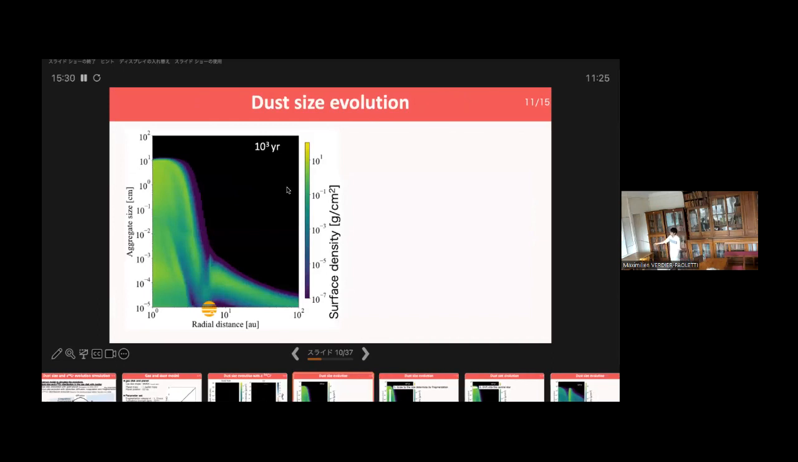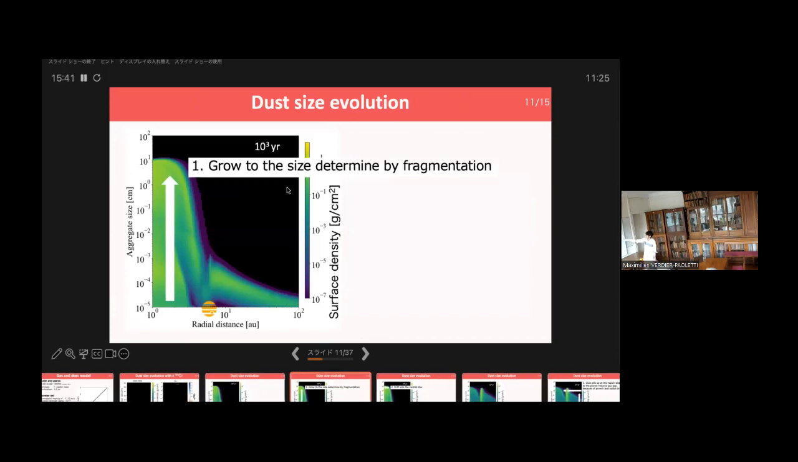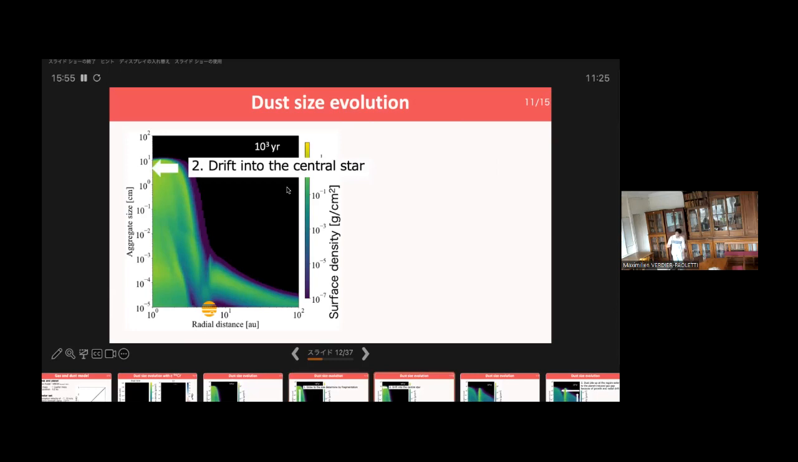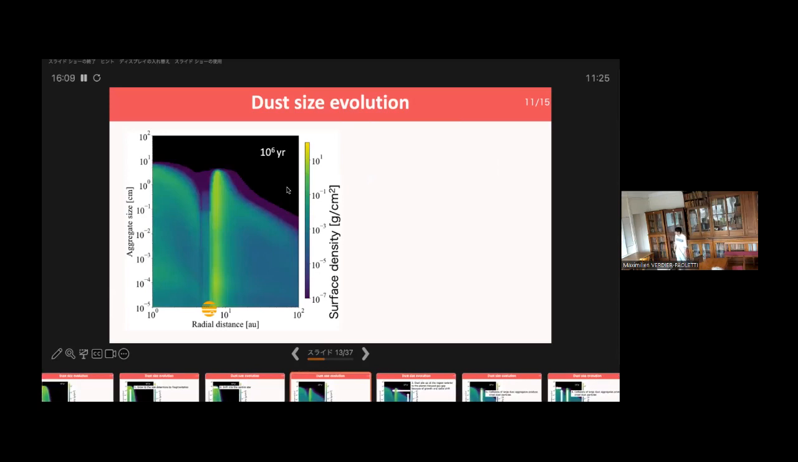This is a snapshot of dust evolution at 10 to the 3 years. Initially, dust grew to the size determined by fragmentation. In this case, the dust grew to about 10 centimeters in size. Next, the grown dust aggregates drift into the center of the disk. And the next slide shows a snapshot at 10 to the 6 years.